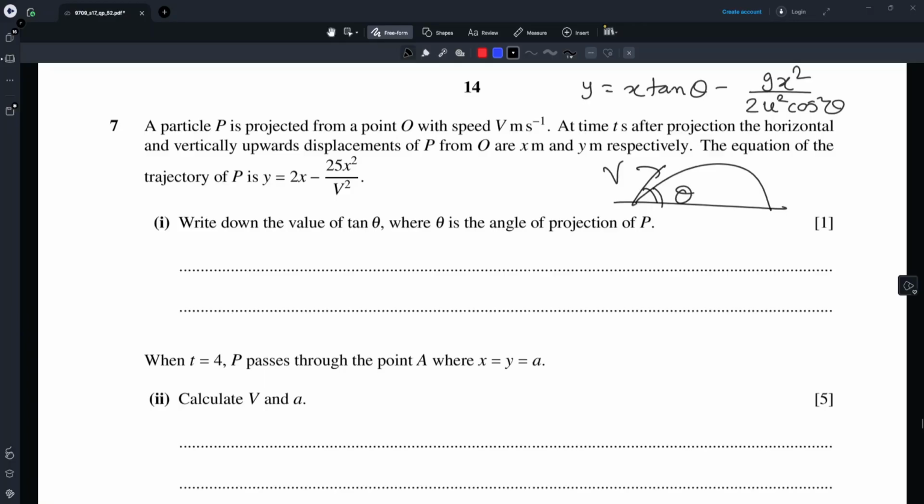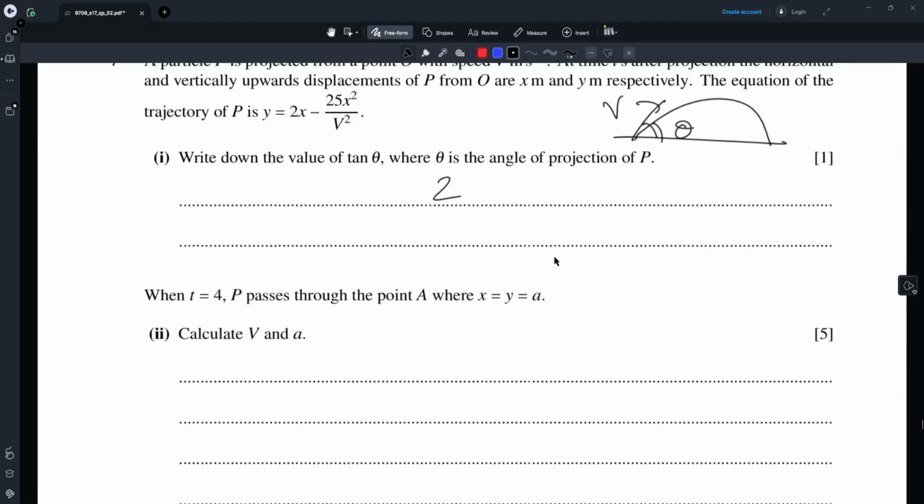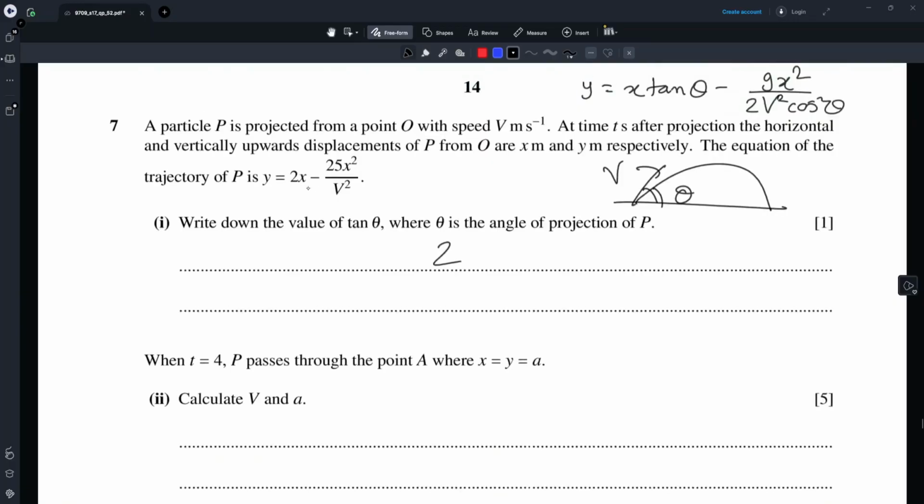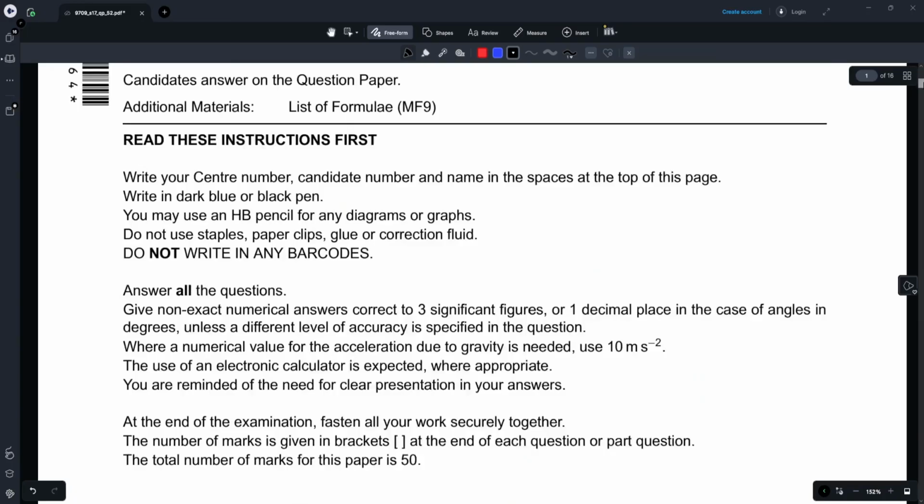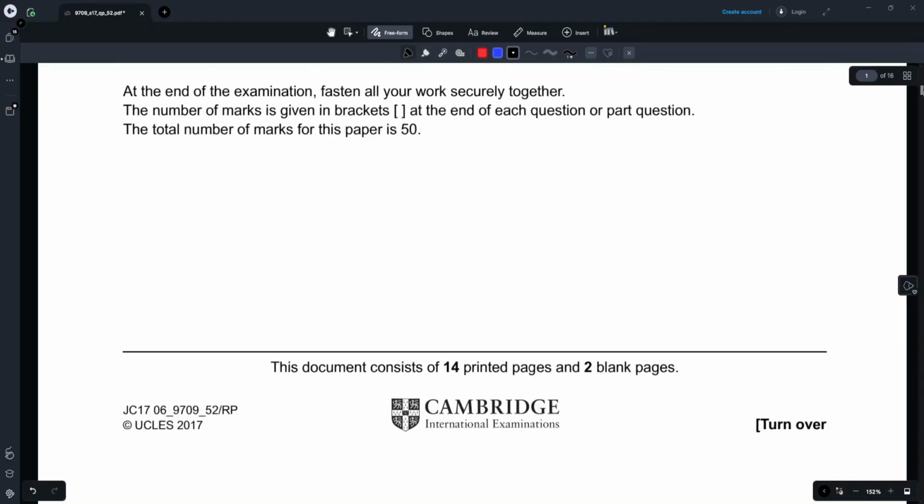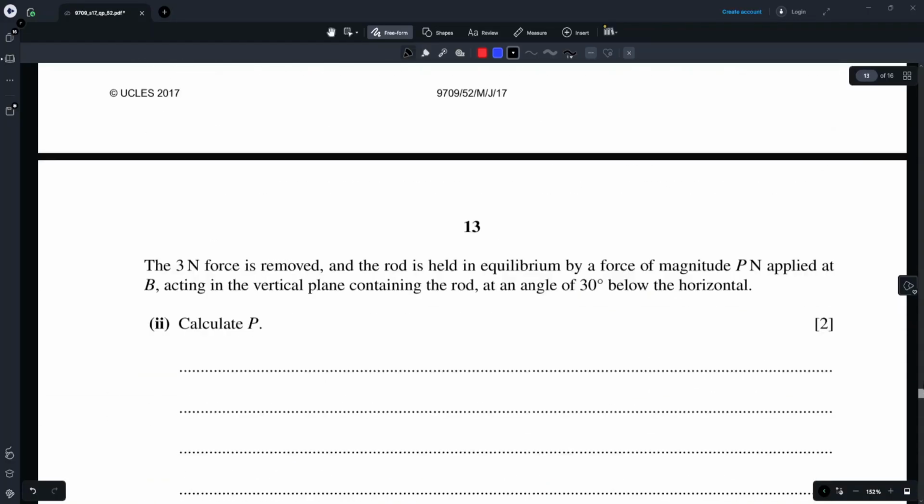And now, what this question says is that I just need to compare this with that. I just have to replace some of the things here. In this case, I notice tan theta is 2. When t equals 4, P passes through, basically, look at this: x is this one, and then 2 is that, minus x squared at the top, b squared at the bottom. So we need to do something with these two. We also have to be careful of the fact that g is 10 meters per second squared whenever we need to use it, which we do have to use here.